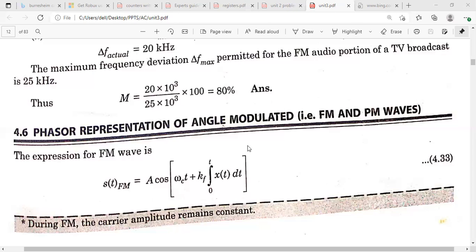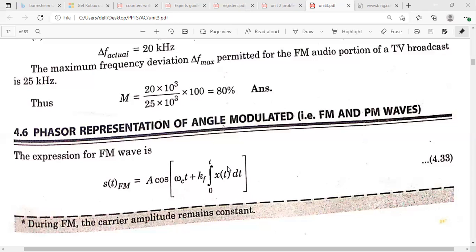In this class, I'm going to explain the generation methods of the FM wave. Basically, we have two different types of frequency modulated waves depending on the bandwidth: one is narrow band FM and the other is wide band FM. How can we generate this narrow band FM and wide band FM?